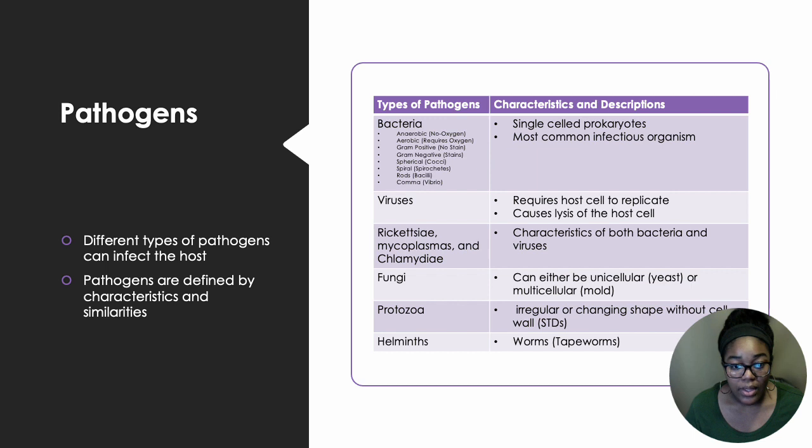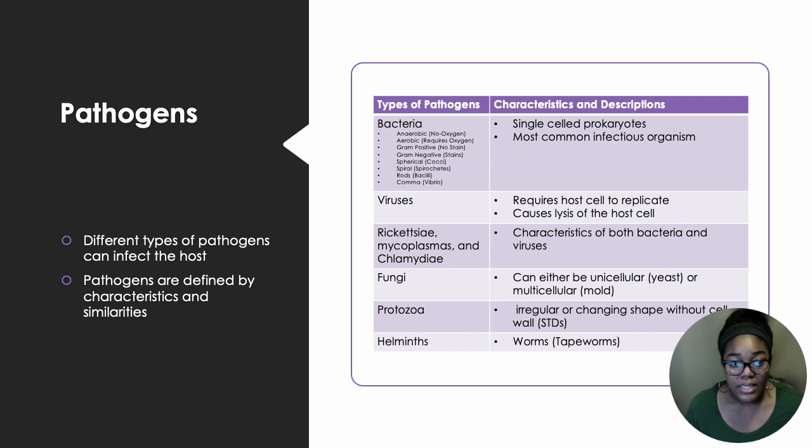We have protozoa, and these are different because they have irregular shapes or they change shapes without cell walls. So I've mentioned earlier in this lecture that bacteria have cell walls. Well, protozoa do not, and that's one of the main distinguishing factors between those two. So don't get the word prokaryote and protozoa confused. That is not the same thing.